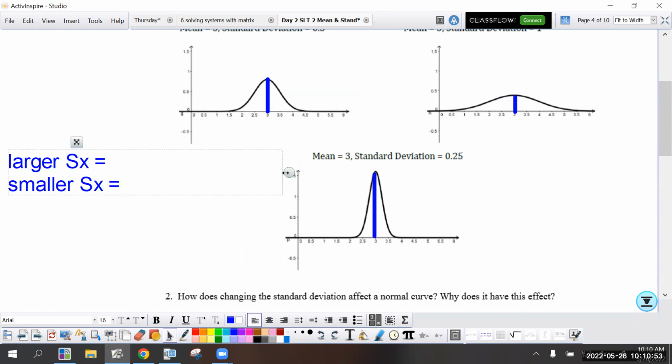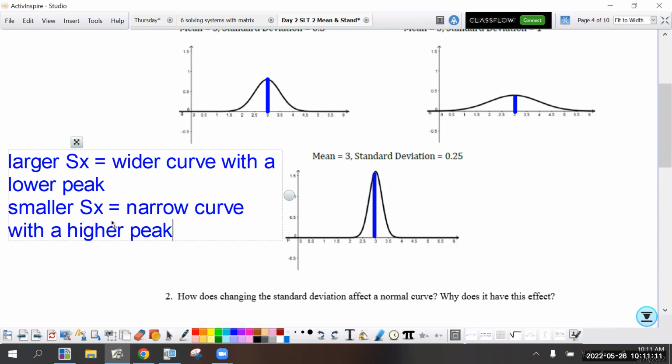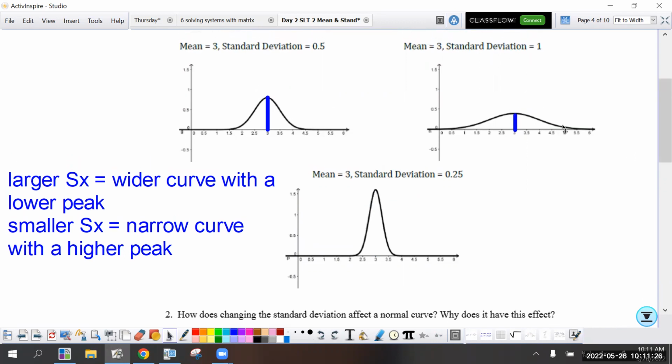Okay, so for larger deviation, we've got a wider curve with a lower peak. And the smaller standard deviation, the 1/4 and a half, that's a more narrow curve with a higher peak. So small standard deviation means the data is clustered around the average. Most of the data is close to the average, so it pushes the peak higher. A bigger standard deviation means the data is more spread out. Some of the values are further from the average, making the curve more spread out.